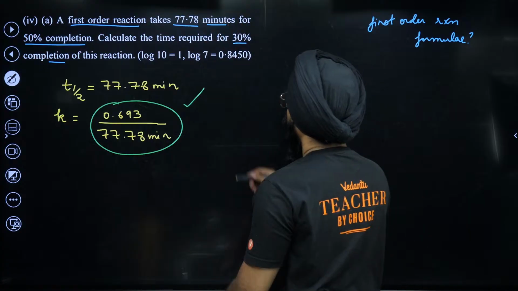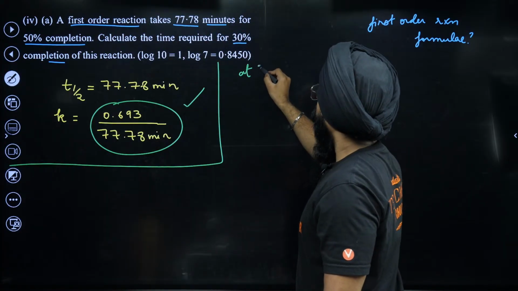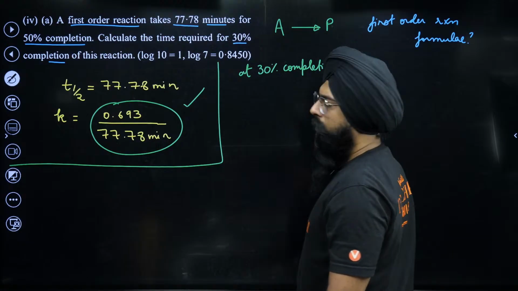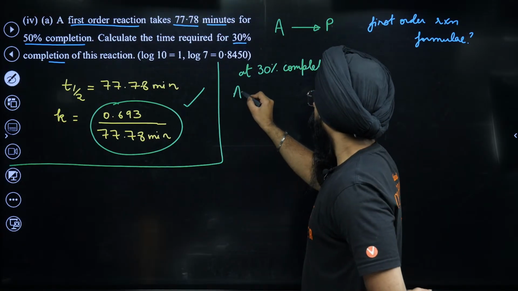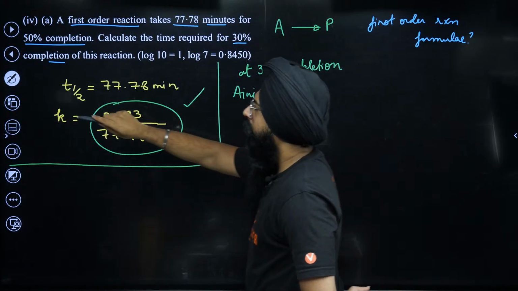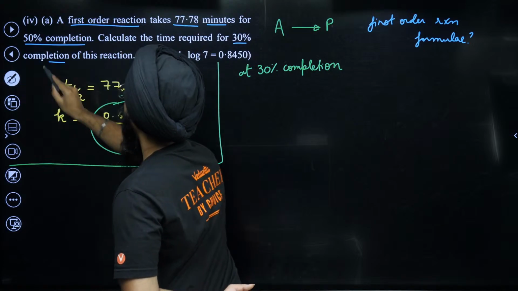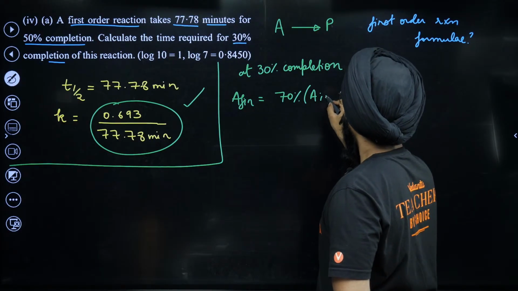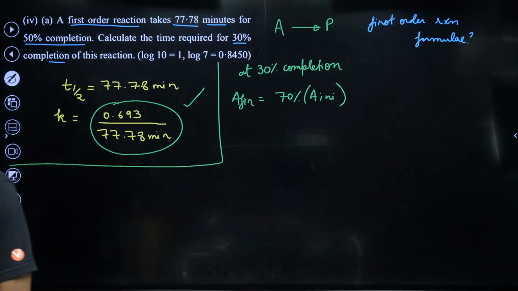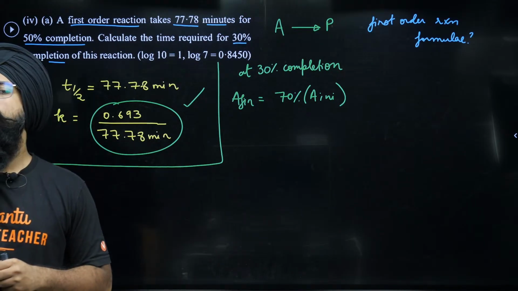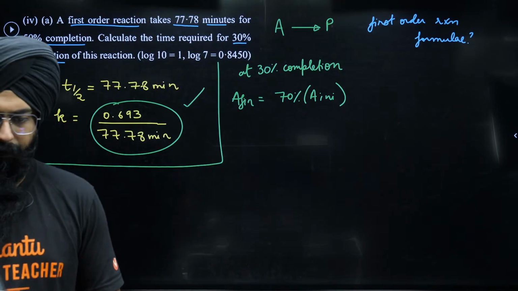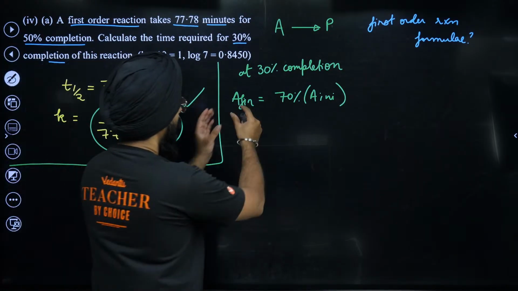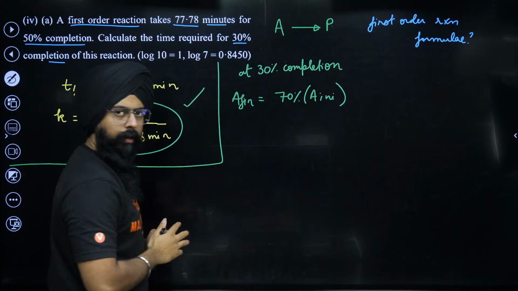Now, calculate the time required for 30% completion of the reaction. At 30% completion, okay, what's the reaction? A going towards products. So A initial is A initial, but at 30% completion, what will be the A final? What will be the amount of reactant remaining? A final is equal to 70% of A initial. People, do you understand this point? Yes or no? Please tell in the chat. Fine. So A final will be 70% of A initial because 30% is gone, so 70% is remaining, right?